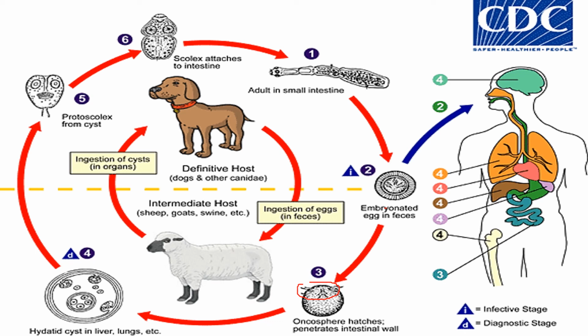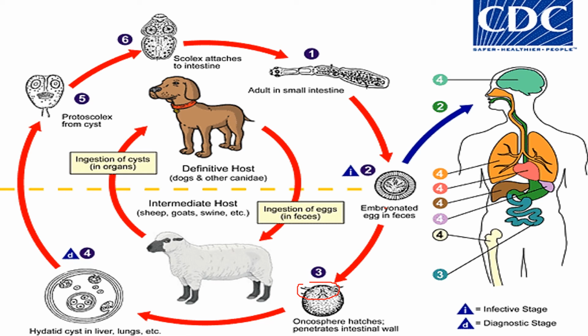Then, dogs will be infected by ingesting the cyst or meat, the organs of the infected intermediate host, releasing the protoscolex from the cyst. The scolex attaches to the intestine of the dog and then matures.